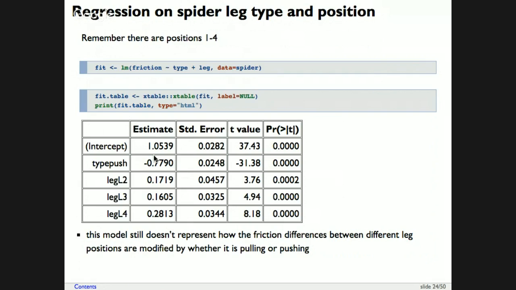So when we add more variables to the model, these coefficients stay the same. That is, the difference between the average L2 second row legs and first row legs, that average difference is the same whether or not you're also accounting for pushing versus pulling. But what's different is the amount of residual variation, because when we added another variable, we've taken some of the residual variation and explained it by that additional variable. So it has a huge impact on our p-values.